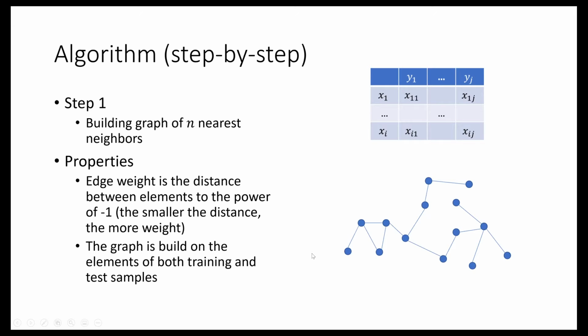And edge weights are the distance between elements, the Euclidean distance between elements to the power of -1. So the smaller the distance between elements in the train or test set, the more weight we have on the edge between these elements.